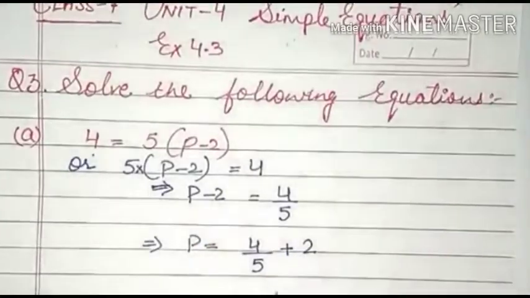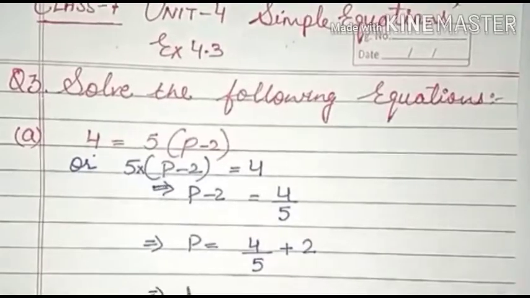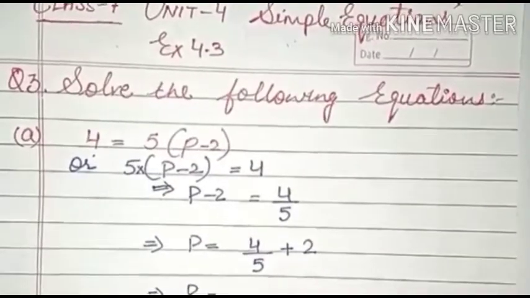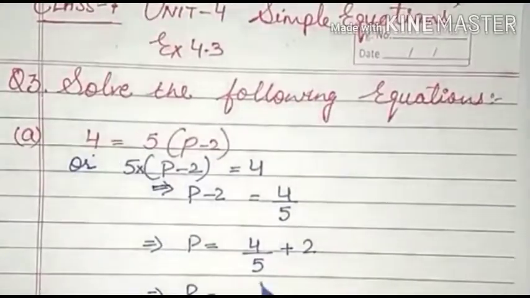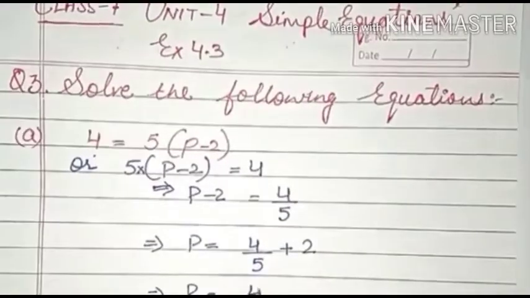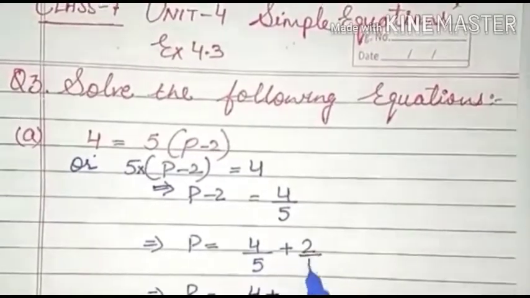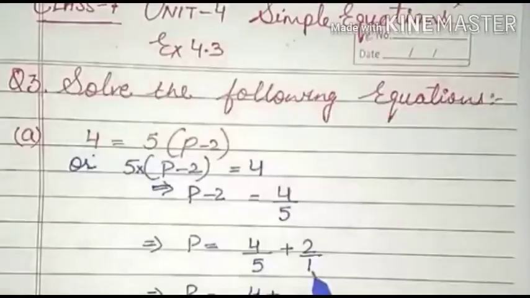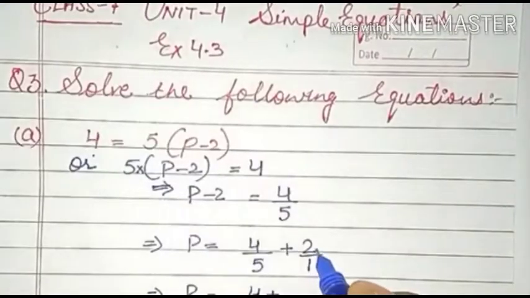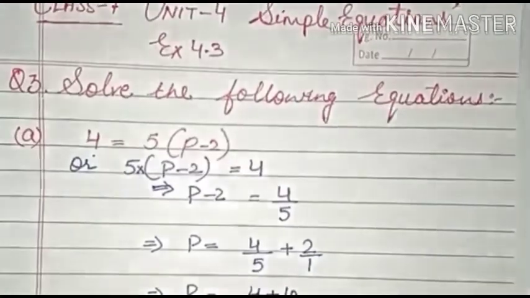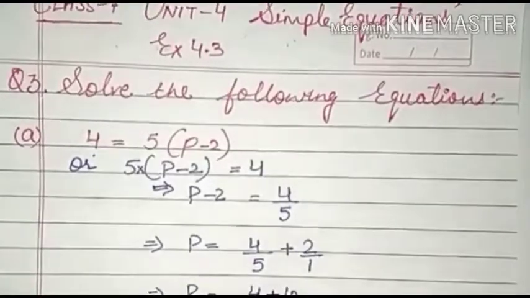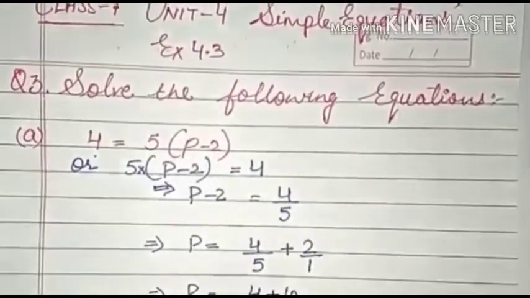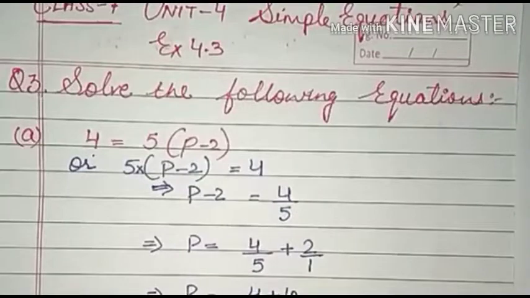Because it is a fraction, we will take the LCM and then solve. So here the LCM will be 5. 5 divided by 5 is 1, 1 times 4 is 4. Because there is nothing, you can put 1. 5 divided by 1 is 5, 5 times 2 is 10. So it will come p is equal to 14 upon 5. This is the solution of A part.